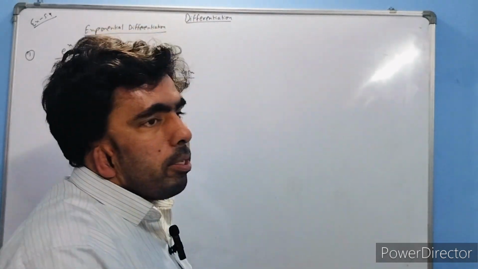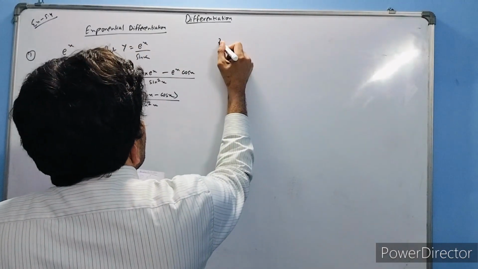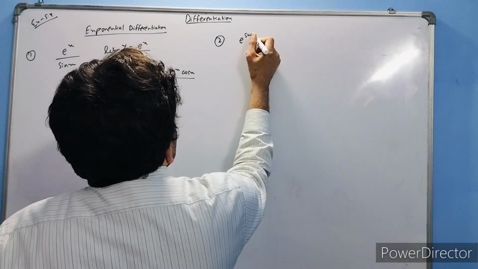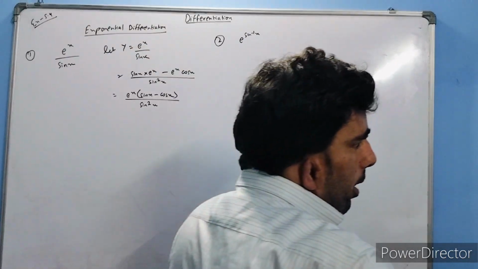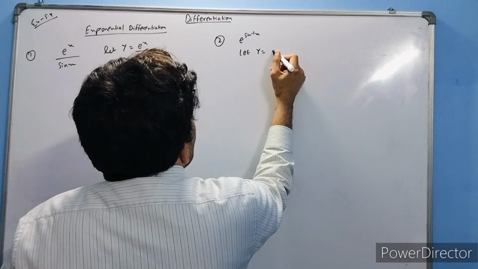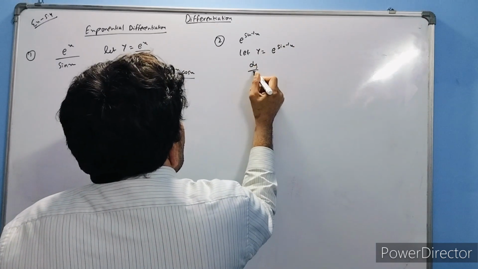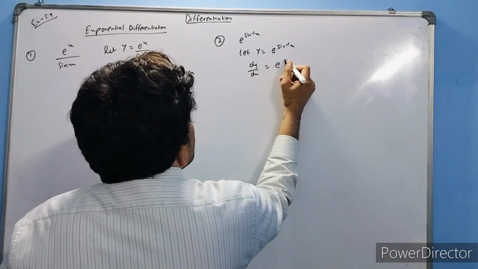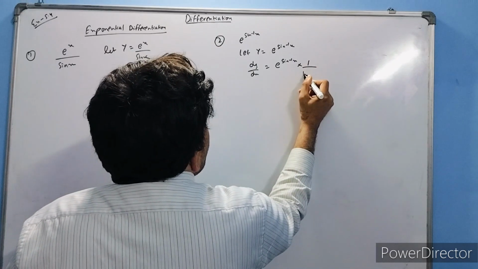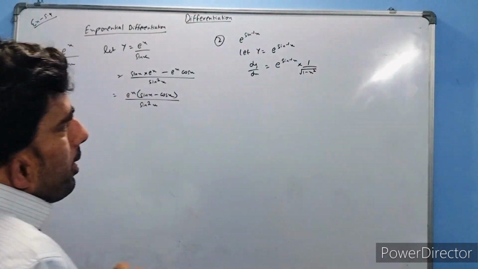Let us try to solve the next numerical we have. Now the next numerical we have is e raised to power sin inverse x. Let us try how to do it. Let y is equal to e raised to power sin inverse x. Now dy upon dx will be e raised to power sin inverse x into differentiation of sin inverse x, which will be 1 upon under root 1 minus x square.